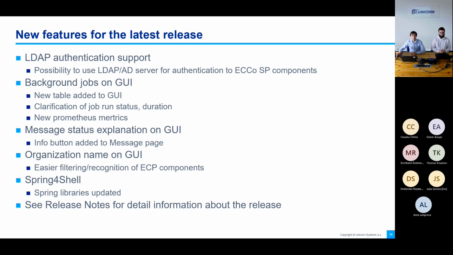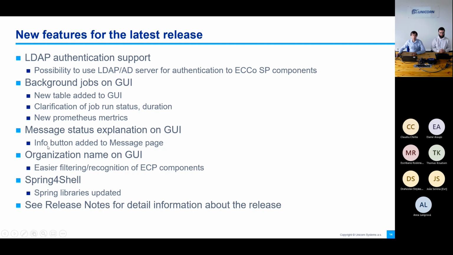So there is a new use case, a new screen on the graphical user interface, and it contains information about background jobs, about when the job starts, about duration, and about the status. And there are also new Prometheus metrics for these background jobs. There is also new information on message status for both ECP endpoint and EDX Toolbox on the message page.